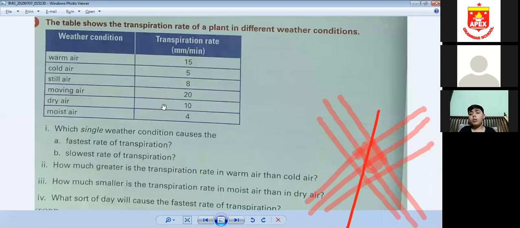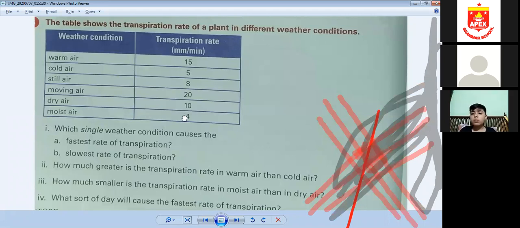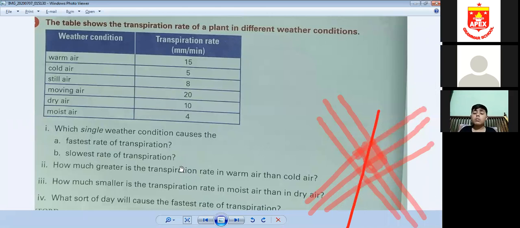What is the rate of dry air? The rate of dry air is 10 mm per minute, and the rate of moist air is 4 mm per minute. So how much smaller is moist air? If we subtract 10 mm minus 4 mm, the answer will be 6 mm per minute.